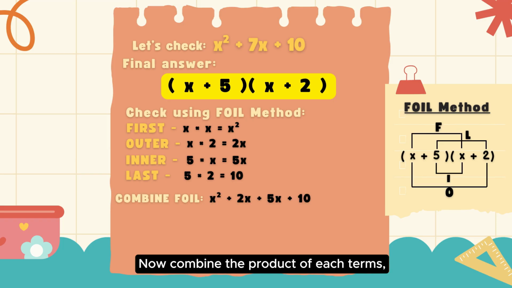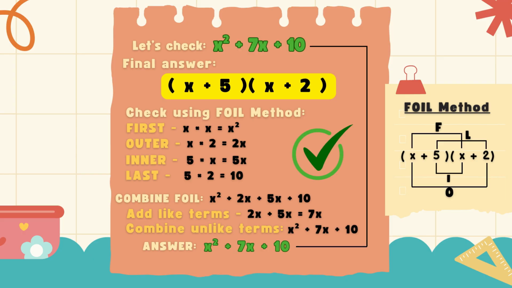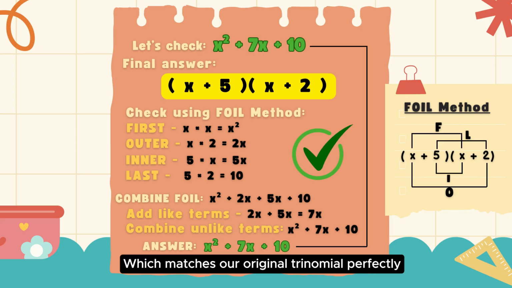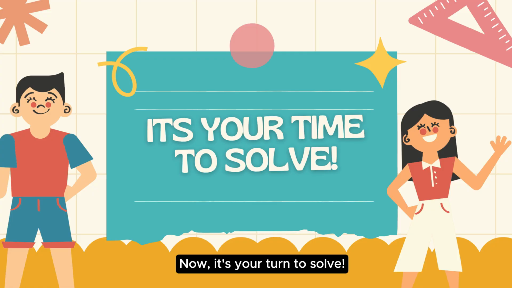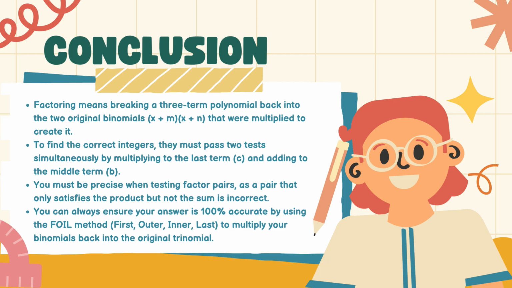Now, combine the product of each term. Since 2x and 5x are similar, add the like terms. This gives us 7x. And now merge the terms, which is x squared plus 7x plus 10. And this is our final answer, x squared plus 7x plus 10, which matches our original trinomial perfectly. Proof that our factoring is correct. Now, it's your turn to solve. Pause the video and solve these trinomials.